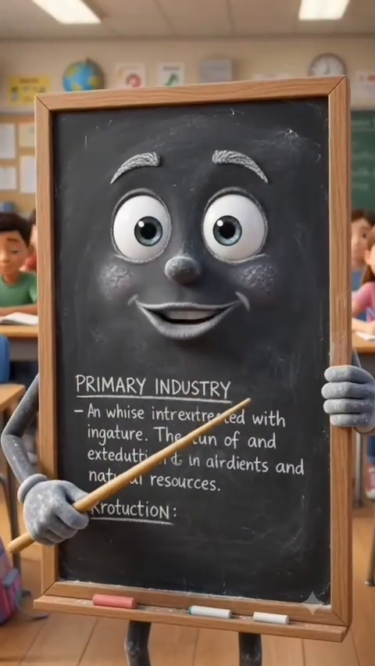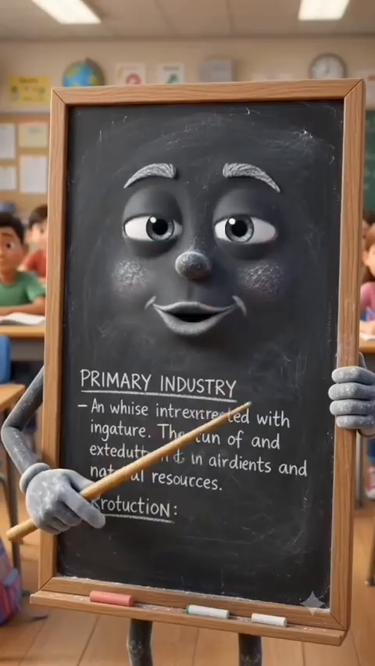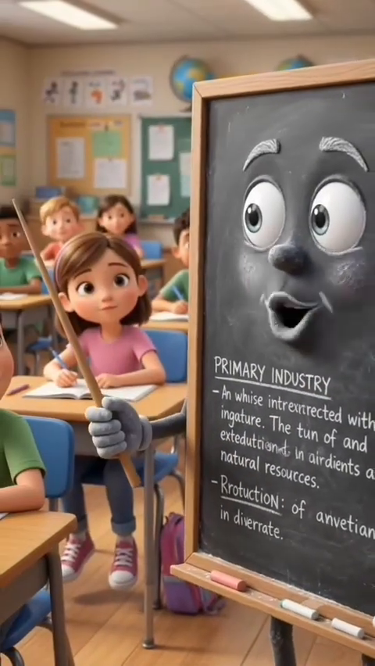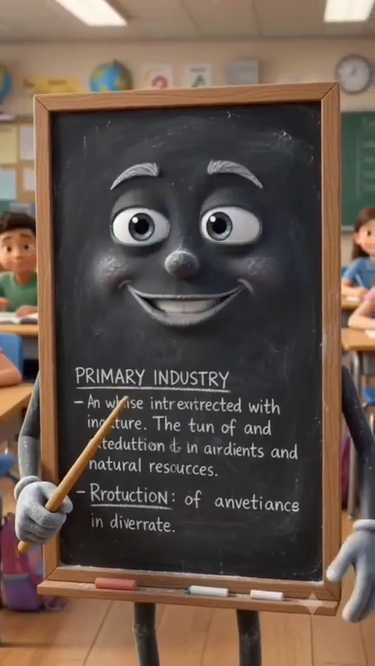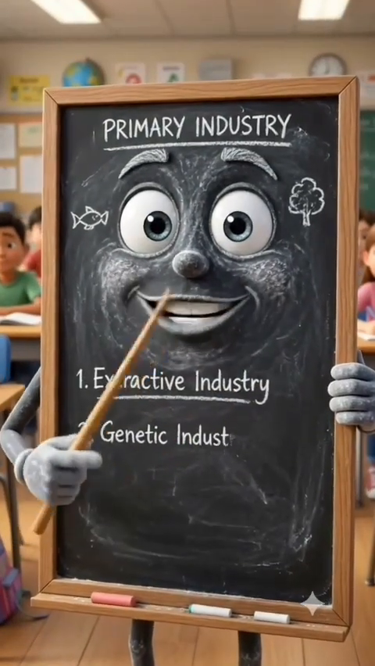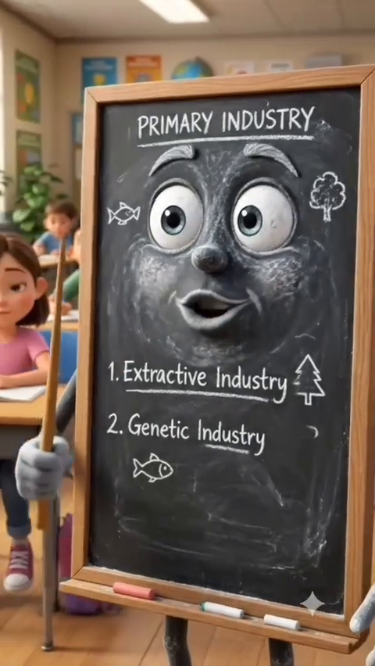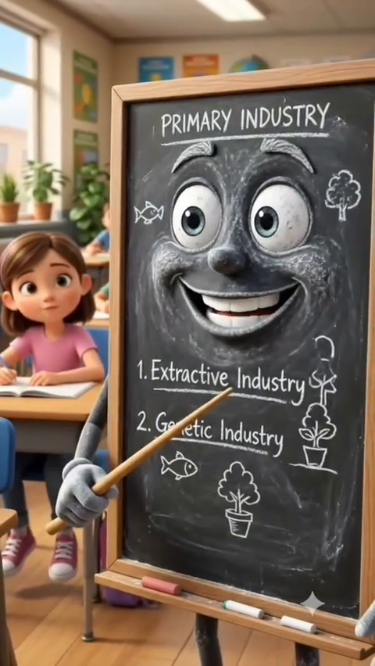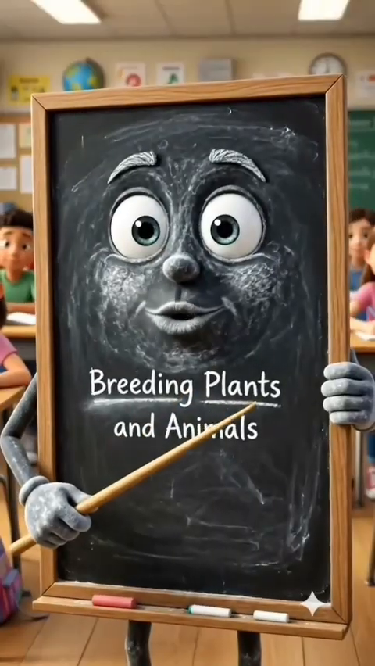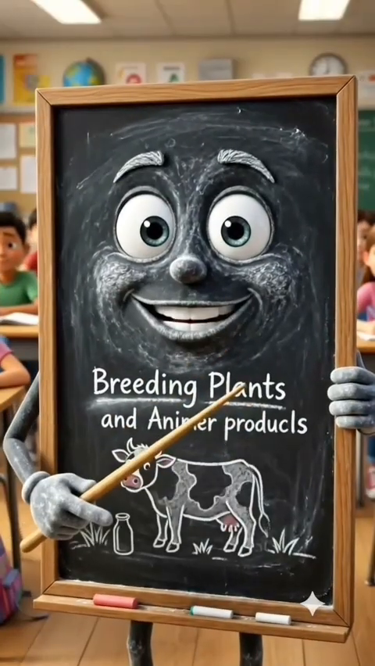Primary industries are those industries which are connected with production and extraction of natural resources, like living organisms or plants. Primary industry is classified into 2 types: extractive and genetic industries. Genetic industries involve breeding plants and animals for further production, like rearing cattle.